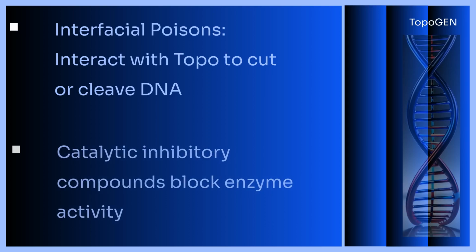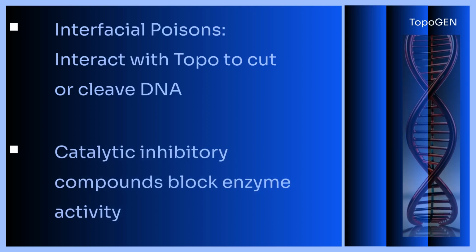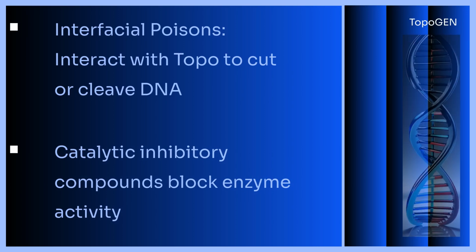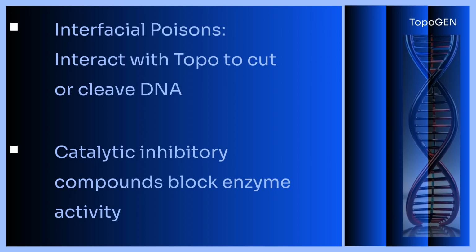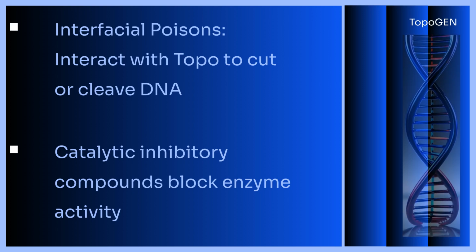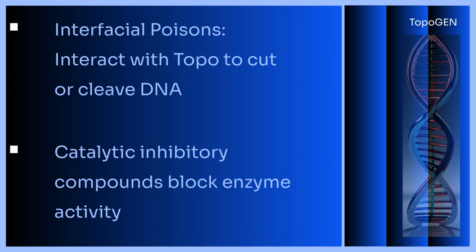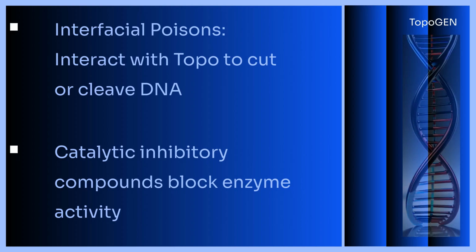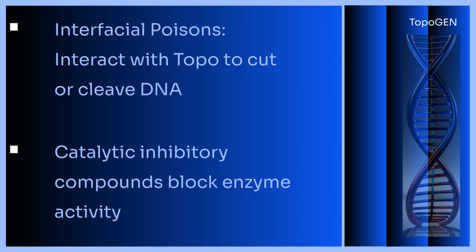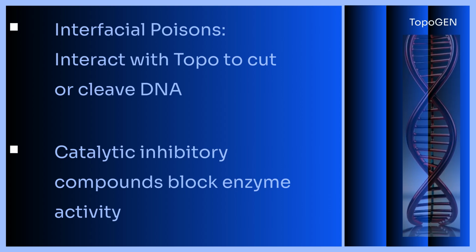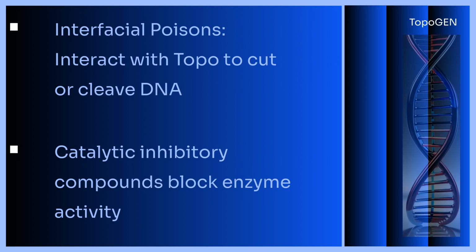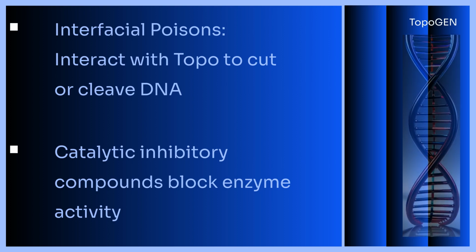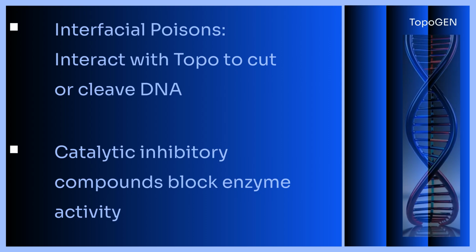Second are the catalytic inhibitory compounds, or CIC drugs. These agents block enzymatic activity without forming stable DNA-drug complexes and offer a different therapeutic inroad. Since topoenzymes are essential for many aspects of DNA metabolism, blocking their activity can prevent the cell from functioning normally, leading to cell death. Our high-precision screening assays can differentiate between these two modes of action, providing critical insights into drug function. For this video, we compare IFP drug screening for both TOP1 and TOP2 enzymes.